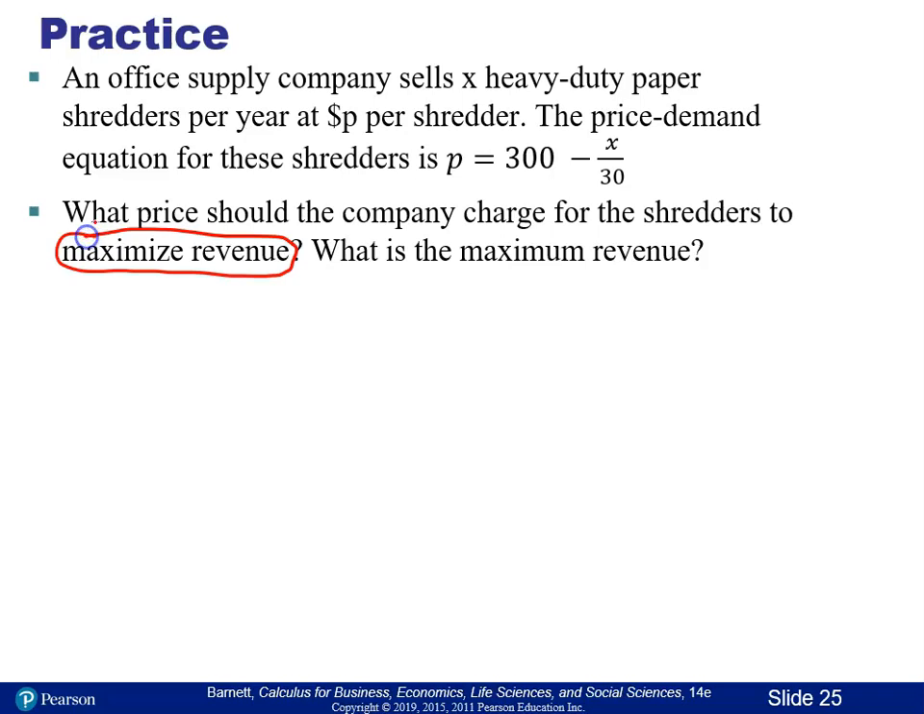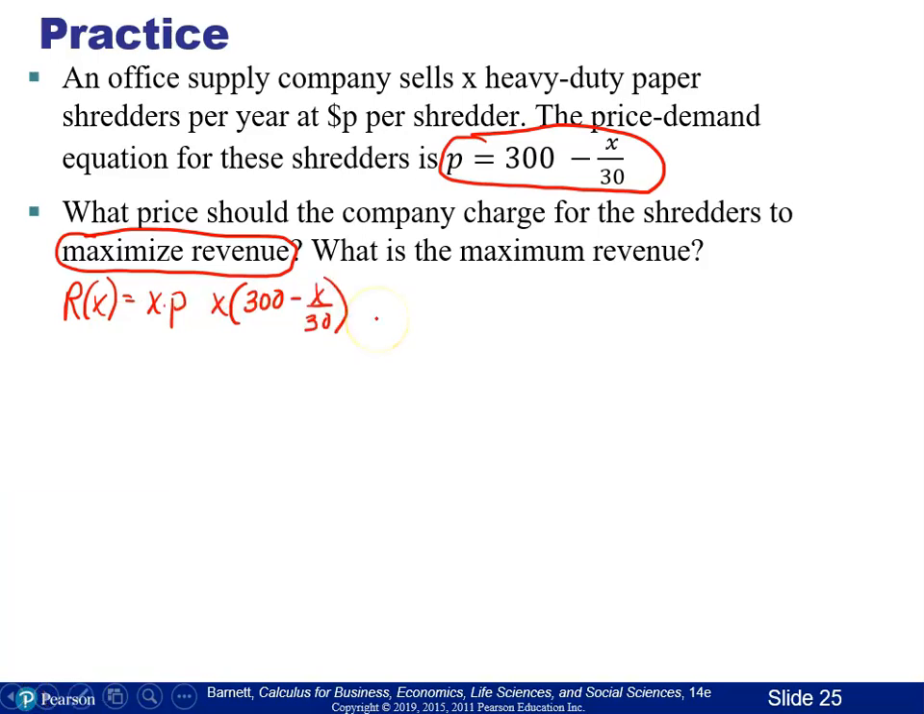So we need a revenue equation basically. So the revenue equation we know is x times p. So I'm going to use this secondary equation here and substitute in so that I don't have two variables. I only have one variable to work with. So I'll put in 300 minus x divided by 30. So when I simplify this, I'll have 300x minus x squared over 30. So that's my revenue equation.